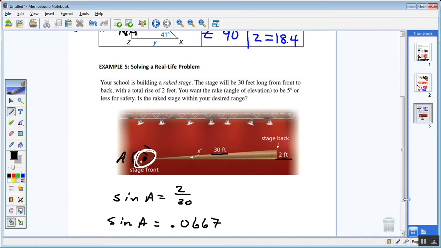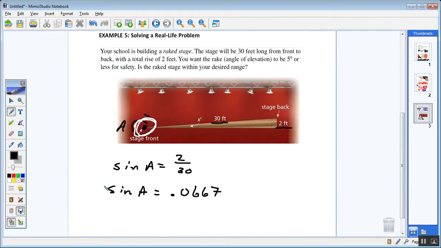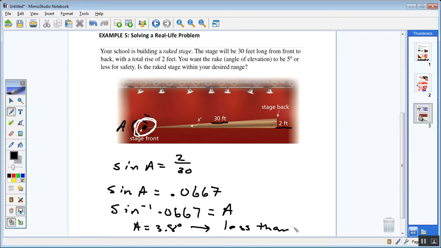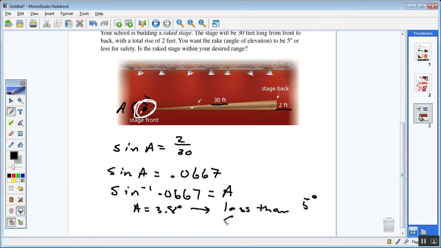So what are we going to do to find that angle measure given our dimensions of our stage? Let's go sine inverse of 0.0667. What is the sine inverse of 0.0667? 3.8. So A is equal to how many degrees? Which is less than what? Is that a good thing or bad thing? We are good to go.